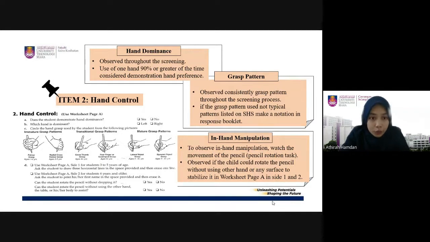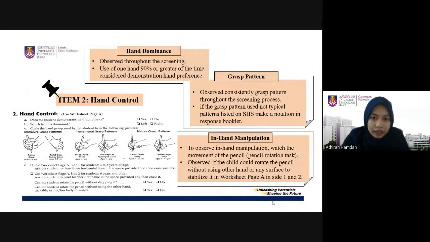For item 2, hand control. Hand control makes general observation on monitor hand dominance, hand grasp, and in-hand manipulation, both in classroom and during screening. For hand dominance, examiner observes throughout the screening and use of one hand 90% or greater of the time consider demonstration hand preference. Maksudnya hand dominance ni kita tengok tangan mana yang dia lebih banyak gunakan.